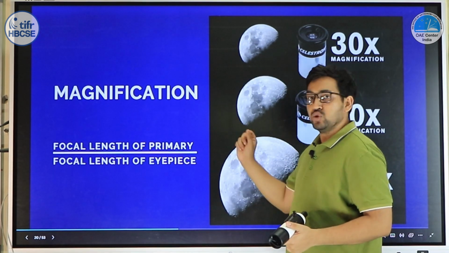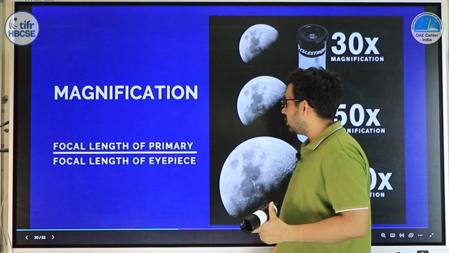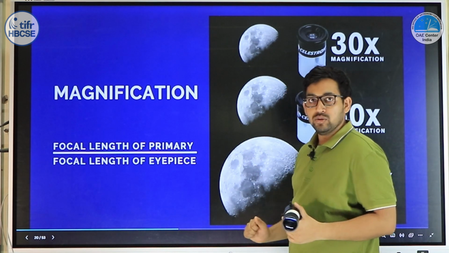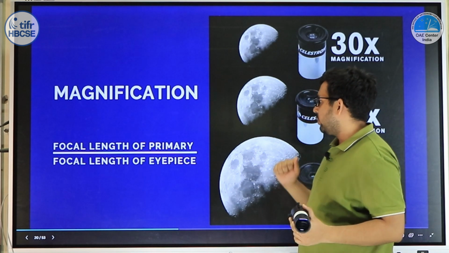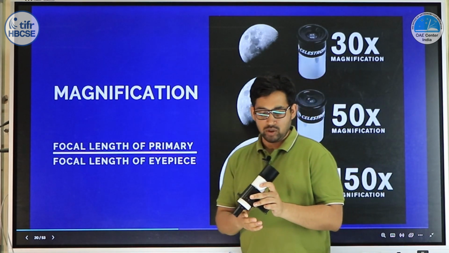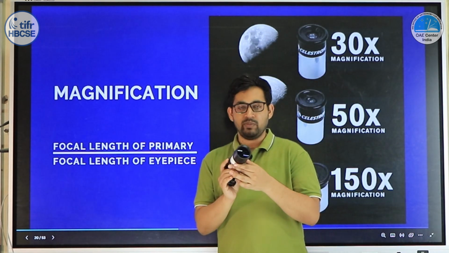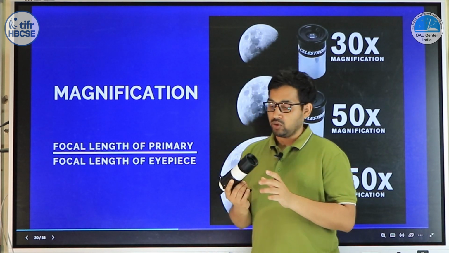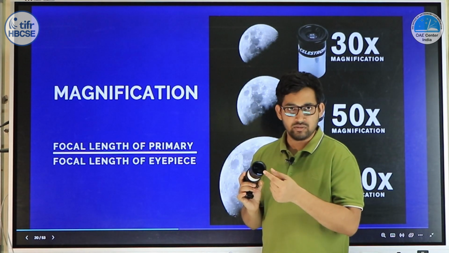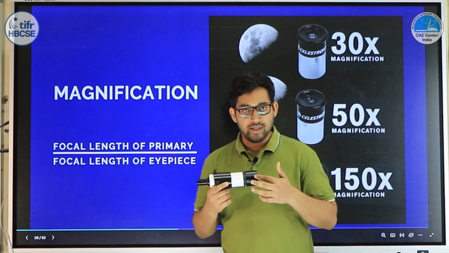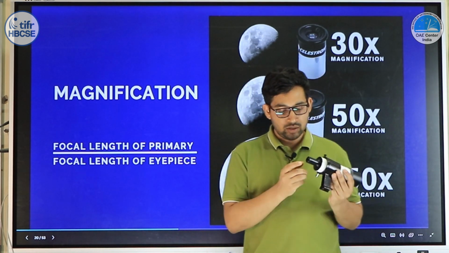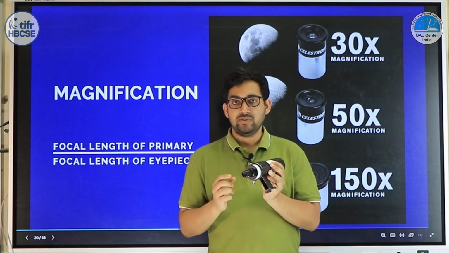So, we come to a useful quantity called magnification. It is calculated using a formula: focal length of the primary optics divided by the focal length of the eyepiece. If we consider this telescope, for example, it is called a finder scope. It has an eyepiece, and the lens at the front is the primary.